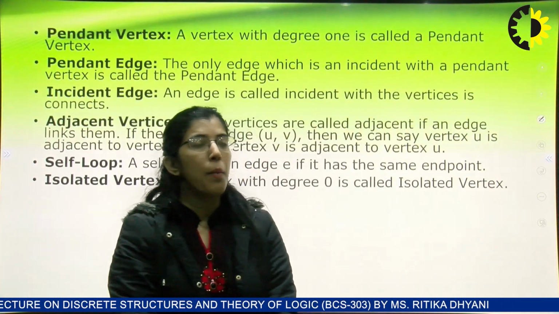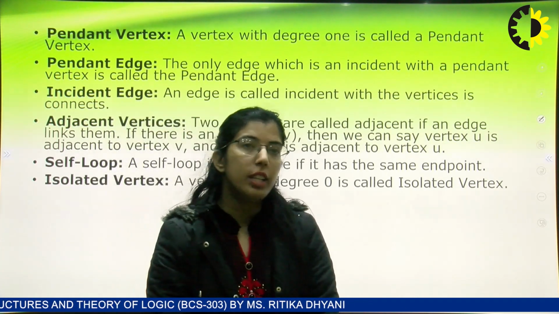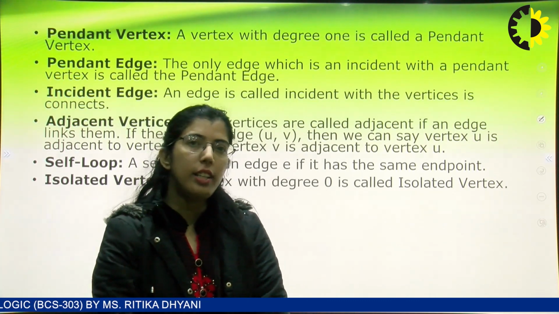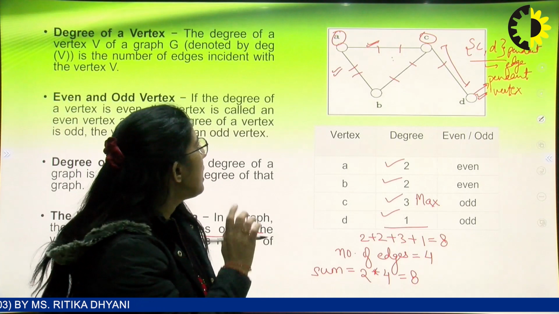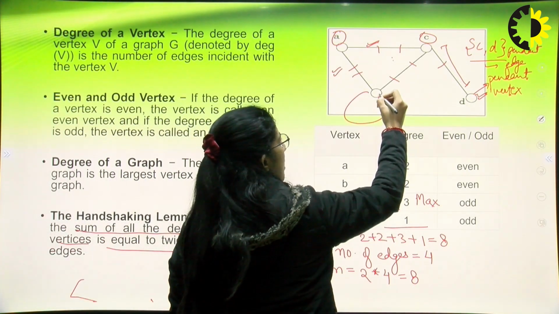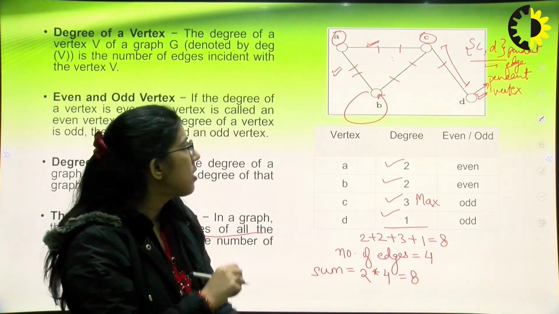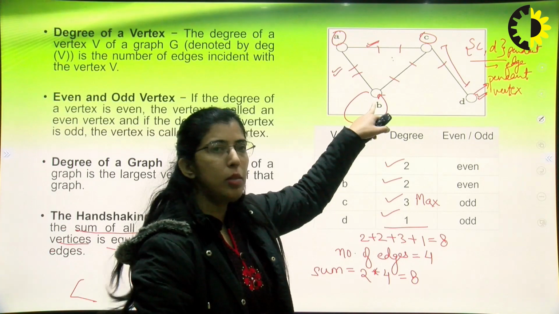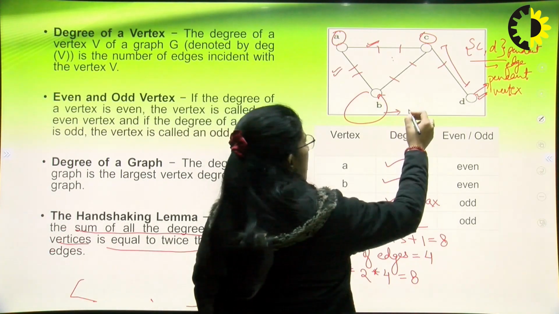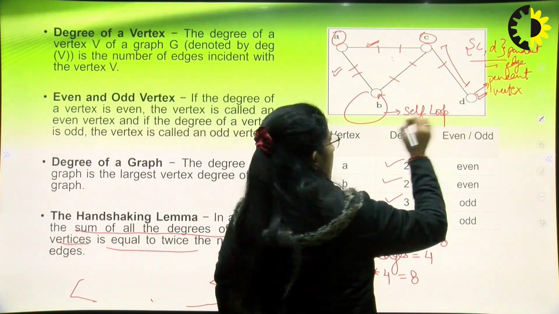Next, self-loop. A self-loop is an edge that has the same endpoint as the one from where it starts. So in this example, if I add an edge like this, then the starting and the end point is the same vertex. So this is known as a self-loop.